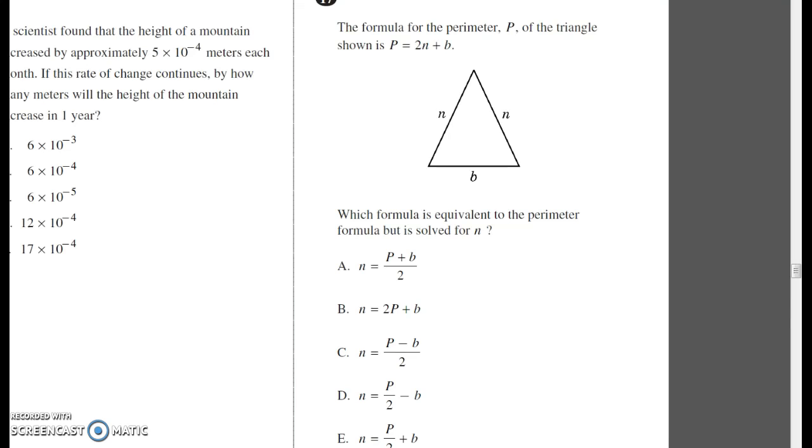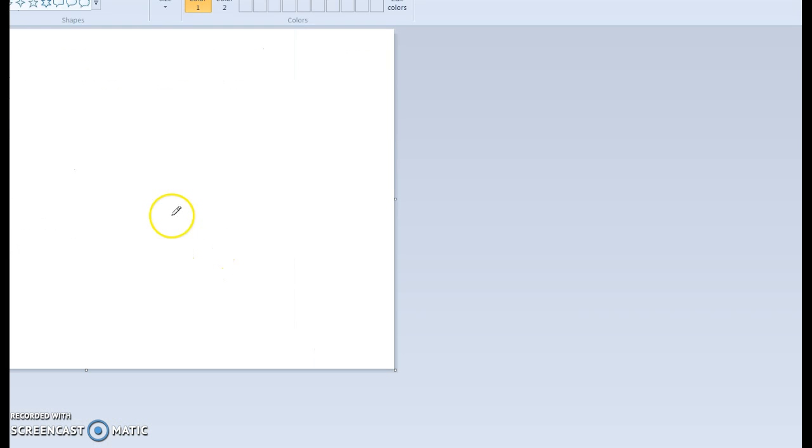about the perimeter of a triangle to figure this out, because what they're wanting you to do is solve for n, and they give you the formula right here. So they're giving us this formula, P equals 2n plus b, and it says which formula is equivalent to the perimeter formula but is solved for n. So when you're solving something for n or for any letter, doesn't really matter what the letter is, you're going to be moving things around.